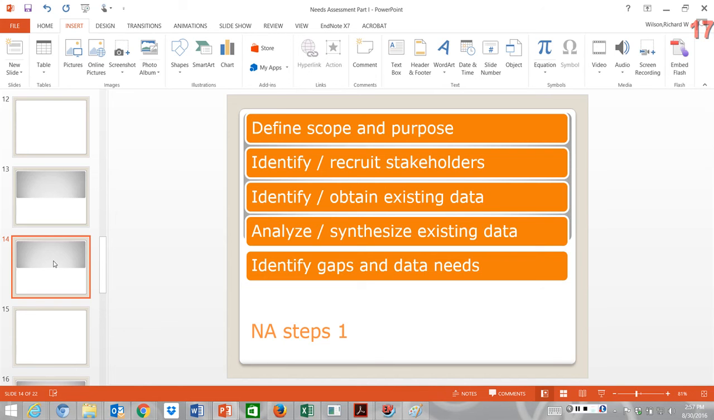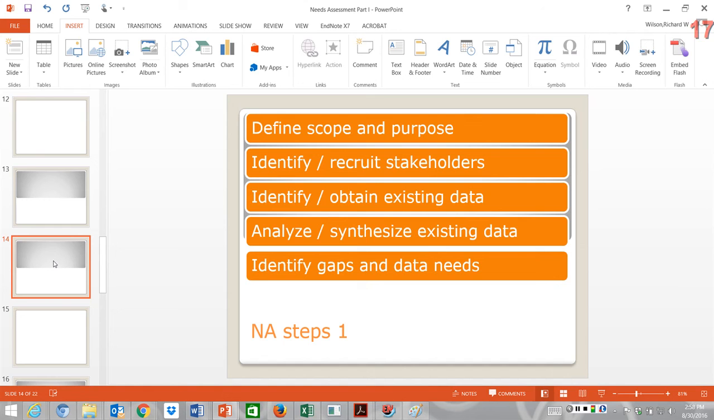Third thing is we want to obtain any existing data. It is worth repeating that we never want to do a survey or do some kind of data collection until we're sure that the data we want doesn't already exist and isn't available to us. And so we try to identify and obtain all existing data that might be in existence now. That's usually going to come from various kinds of health agencies, maybe the school system, maybe local government, and so forth. We're going to talk about some of those sources.